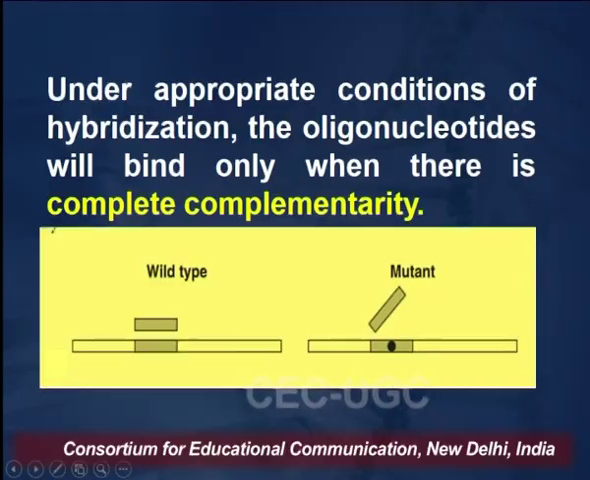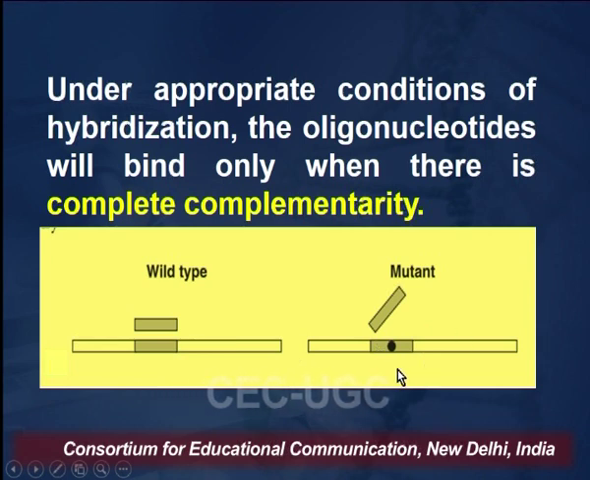So, in a particular disease, the gene that is responsible, for example, in cystic fibrosis, the CFTR gene, or in sickle cell anemia, the hemoglobin gene, or in beta thalassemia, the beta thalassemia gene, the probes are artificially synthesized for these particular genes, and one is complementary to the normal gene. Now, under appropriate conditions of hybridization, the oligonucleotides will bind only when there is complete complementarity.